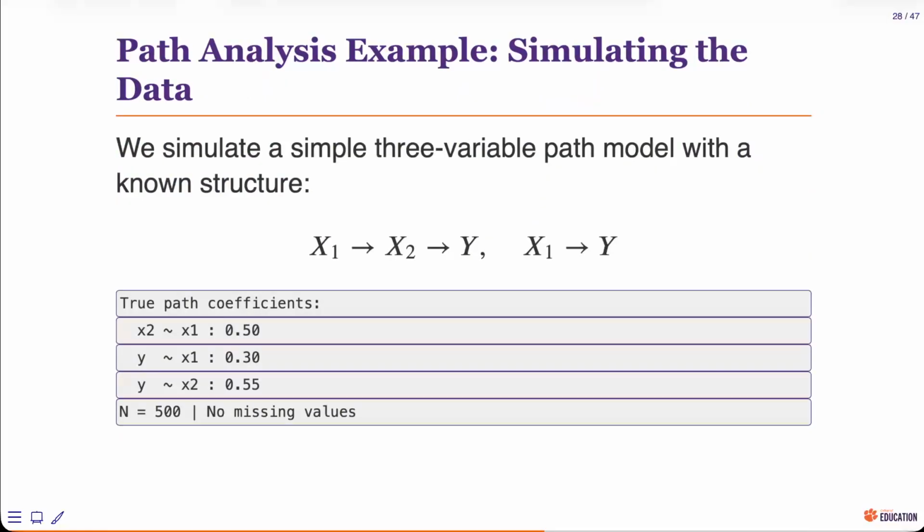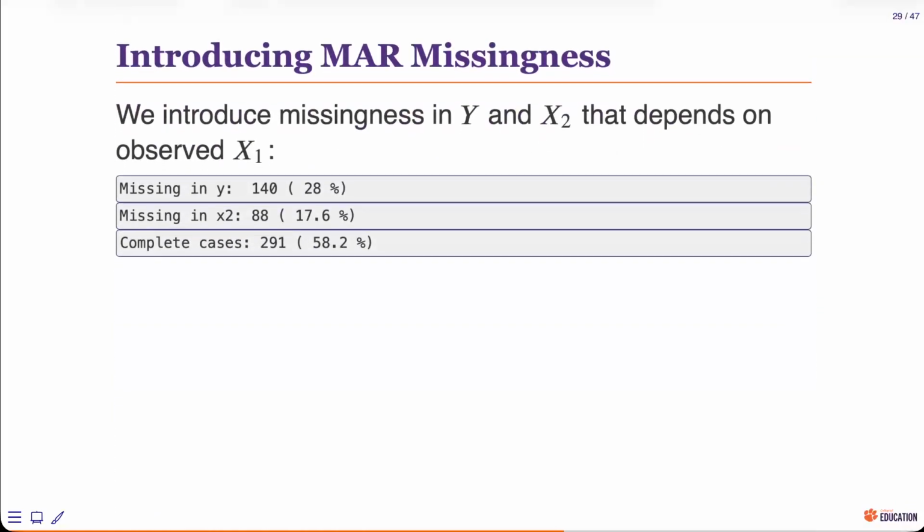So for instance, we might have a path analysis here where we have a 3-variable path model where x1 is predicting x2, x2 is predicting y, and then x1 has a direct effect on y. This is a typical mediation path. You might say that the relationship between x1 and y gets mediated by x2 here. And you can see the path coefficients here. We may have 500 observations.